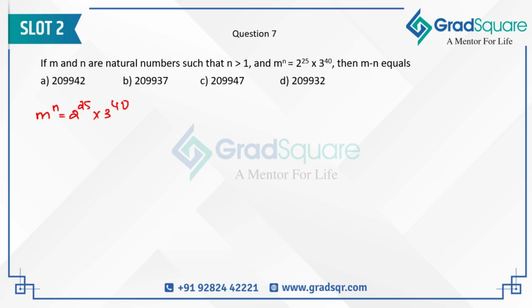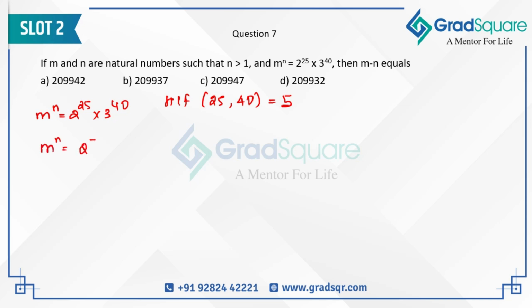the power 40. To combine the right hand side expression, I need something in common. So my exponent has to be a common value. So what is the highest common value among 25 and 40? Which will be 5. So I'm going to express this as powers of 5.